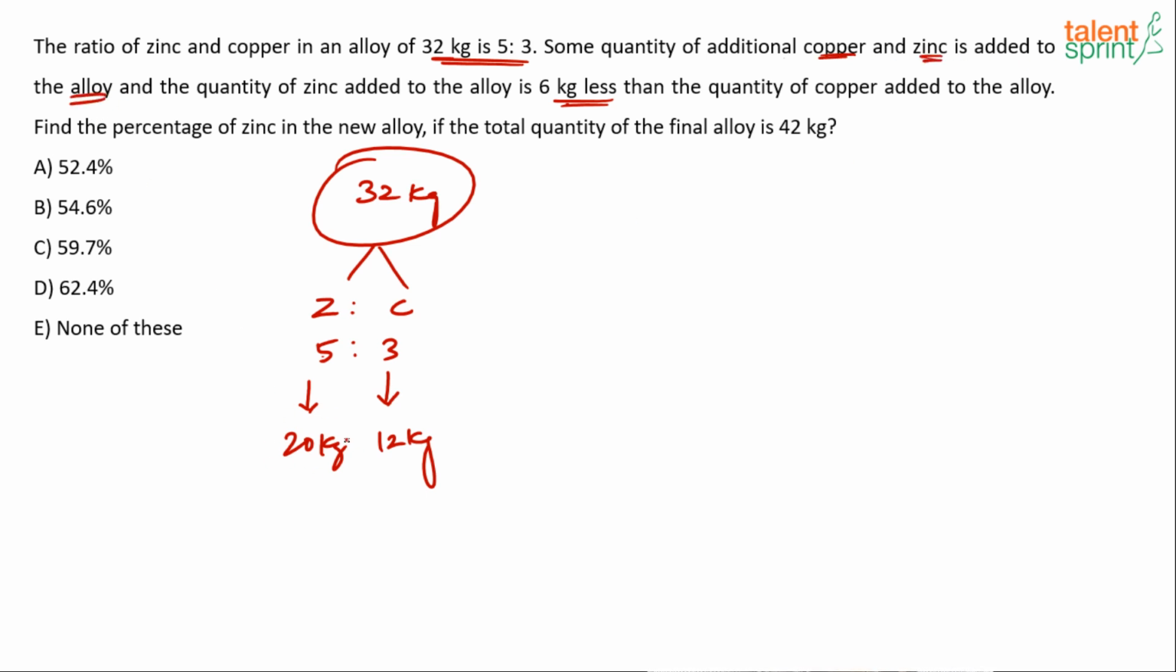I already have 20 kgs of zinc, 12 kgs of copper. I'm adding more zinc. So let's say 20 plus some Z dash. And I have added, let's say 12 kgs of copper was already there, I have added C dash. What is he saying? The quantity of zinc that is added is 6 kg less than the quantity of copper that is added. The zinc Z dash is 6 kg less than copper C dash. Find the percentage of zinc in the new alloy if the total quantity of final alloy is 42 kg.